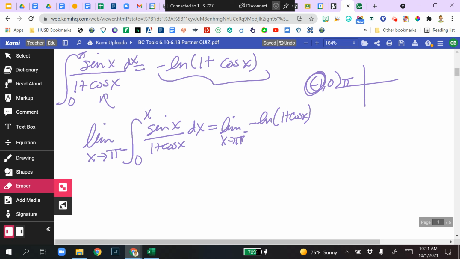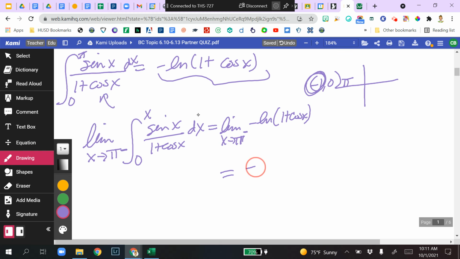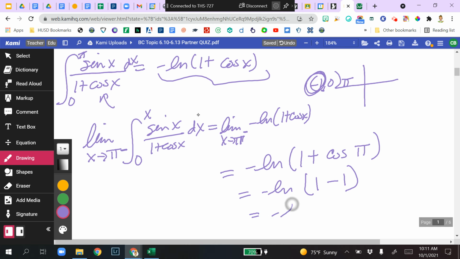So if we tried to find this limit, let's see. If I put pi in there, I would get negative natural log of 1 plus cosine of pi. What's the cosine of pi? Negative 1. Okay, so I have 1 minus 1, so we get negative natural log of 0. Does that exist? No, so it does not exist.